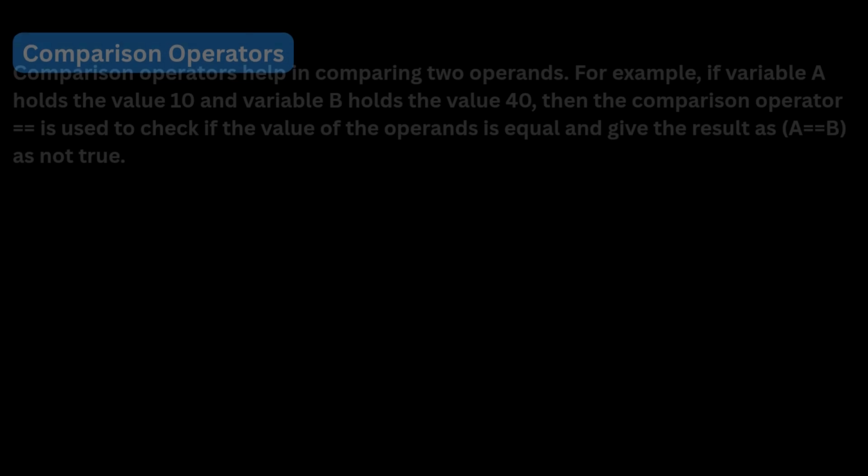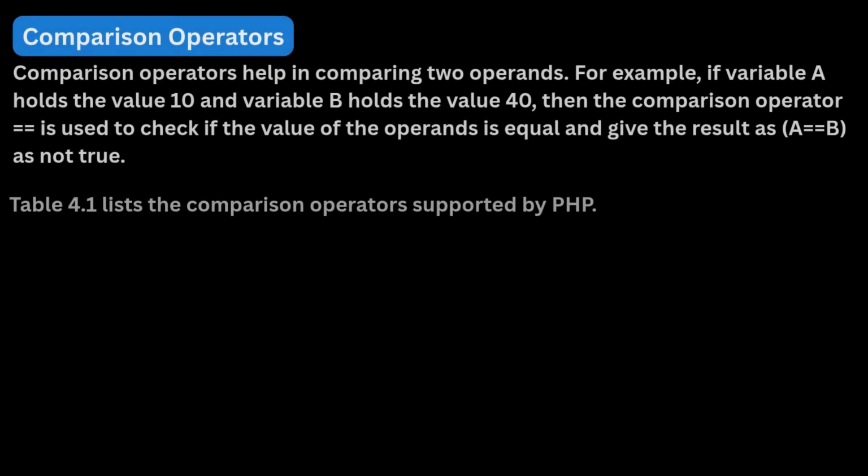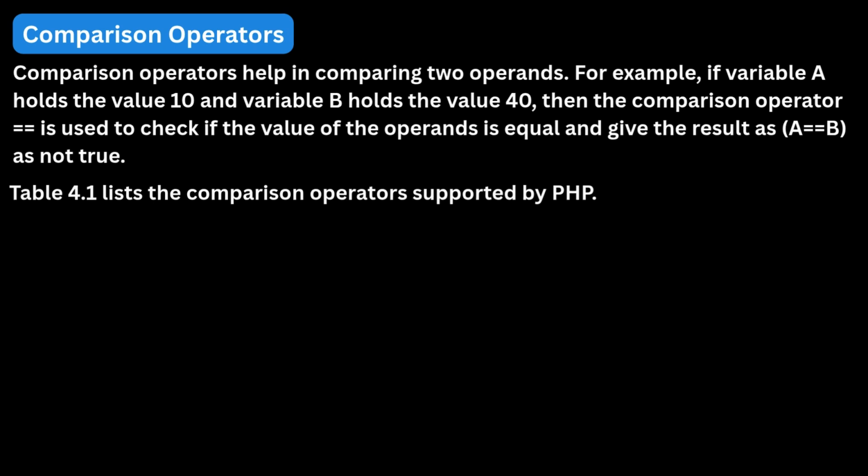Now, moving forward from arithmetic operations, let's dive into the next important category of PHP operators, comparison operators. These operators play a crucial role in decision-making within your programs. Instead of performing mathematical calculations, comparison operators help PHP evaluate relationships between two values. In simple terms, they allow the program to answer logical questions such as, are these two values equal? Is one value greater than the other? Are they different?